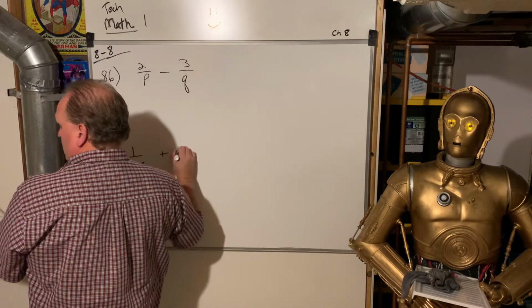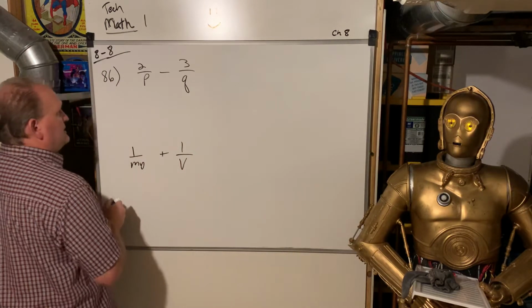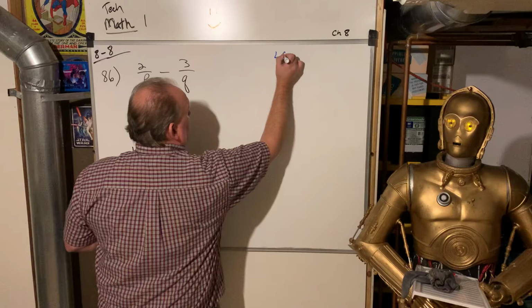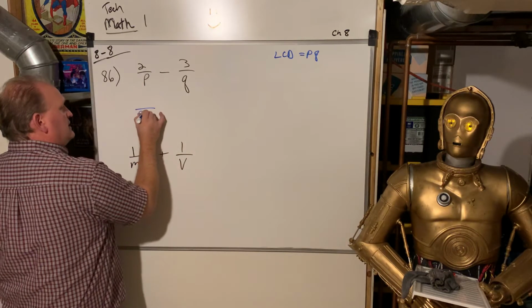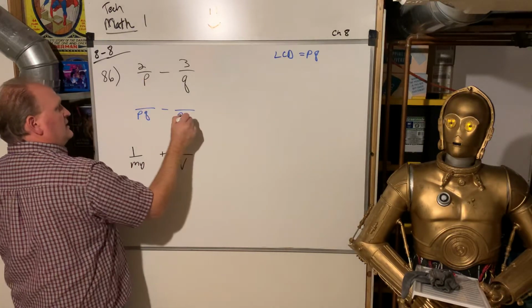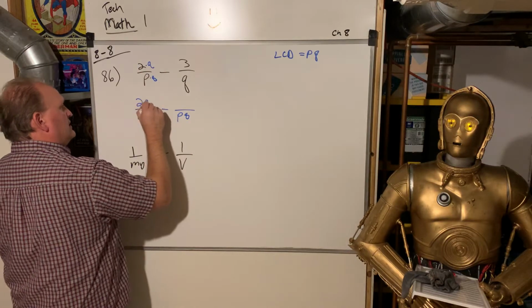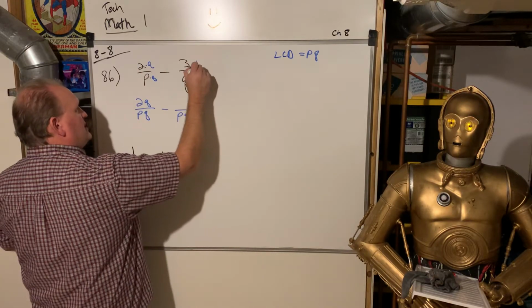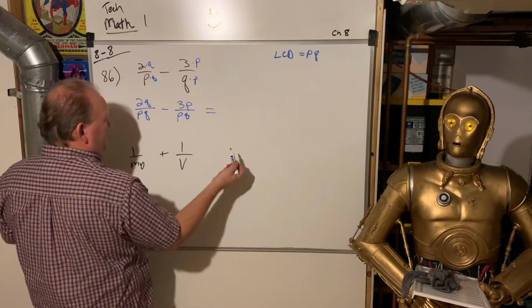So these are both weird ones. So let's find the LCD. The LCD here is PQ. So that means I want PQ on the bottom and I want PQ on the bottom. So this one needs to multiply by Q. So we get 2Q on the top. This one I have to multiply by P. And 3P on the top. And then I really can't do anything further.